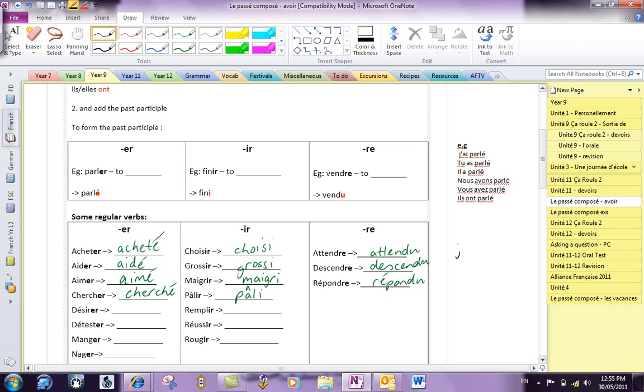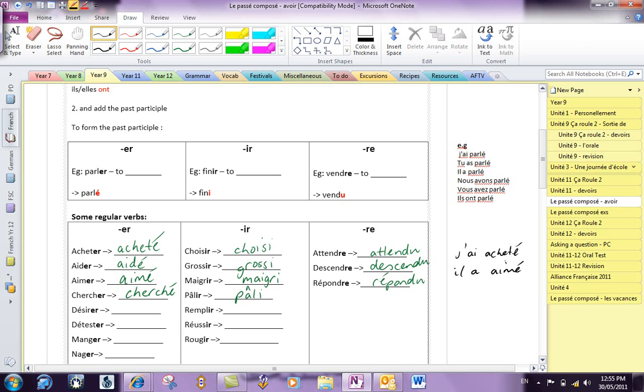J'ai acheté. Because the first thing I do, I conjugate avoir, and then the second thing I do, I add the past participle. What about if I wanted to say he loved somebody? Il a. Yes, il a aimé. I'm going to say he, I'm going to conjugate the correct form of avoir, and I'm going to add the past participle, aimé. Oh, great.